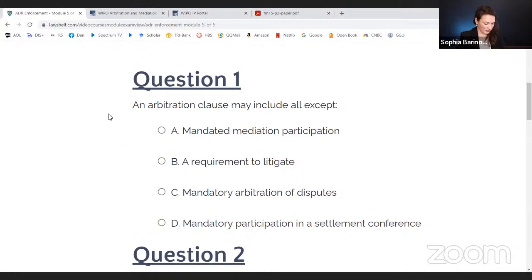Okay, so an arbitration clause may include all except. Take a look at these: A, mandated mediation participation; B, a requirement to litigate; C, mandatory arbitration of disputes; D, mandatory participation in a settlement conference. An arbitration clause may include all except A, B, C, or D.